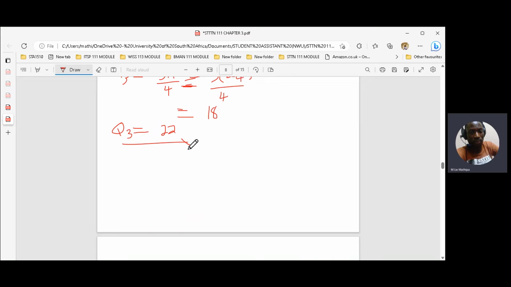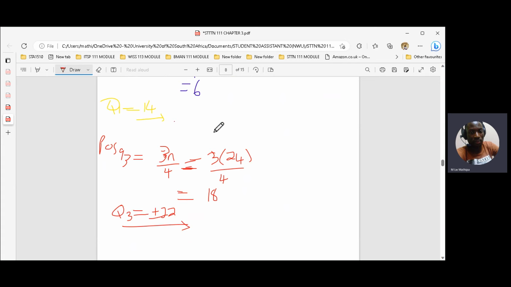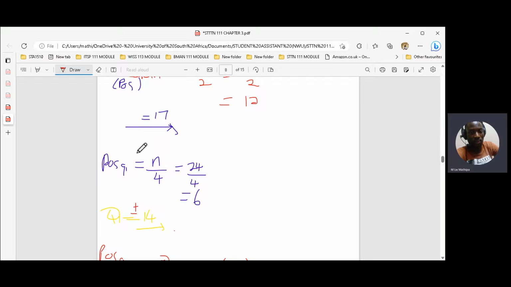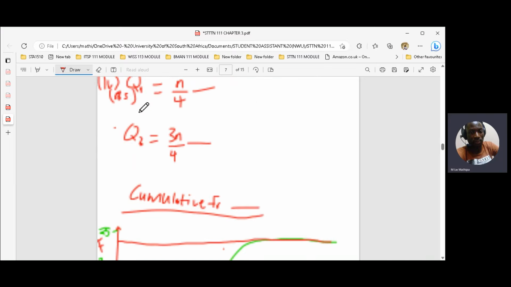That's how you find those values on a calculator, plus or minus. So now we are done with chapter 4.